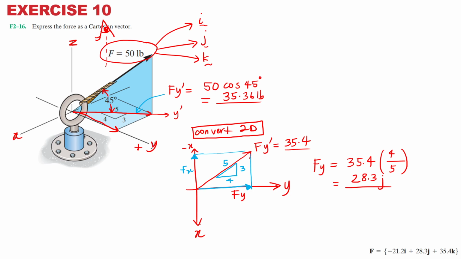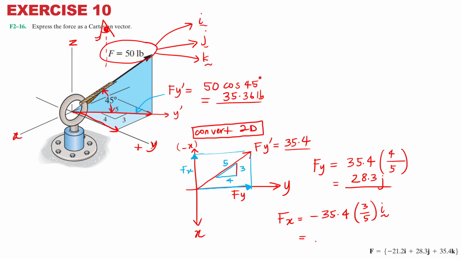Why will x be a negative value? So let's look at x. Fx is actually 35.4 over hypotenuse. Hypotenuse is 5. Look at the component. Component is vertical, so use 3. And it's already negative. So it's actually negative here. This one is actually x. X will be I.